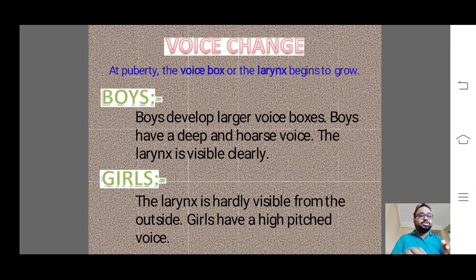Then we discussed the voice change. At puberty, the voice box, the larynx, begins to grow. Boys develop a larger voice box and they have a very deep and hoarse voice, and the larynx is visible clearly. But in girls, the larynx is hardly visible and they have a very high-pitched voice, whereas the boys have a very deep voice. So voice change is one of the primary things which happens during puberty.